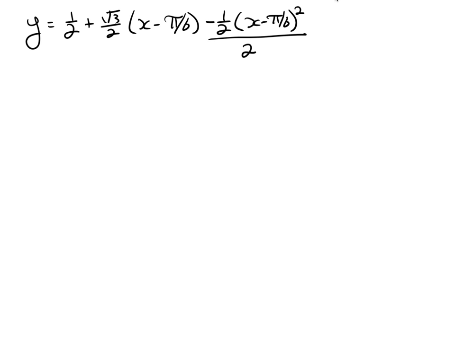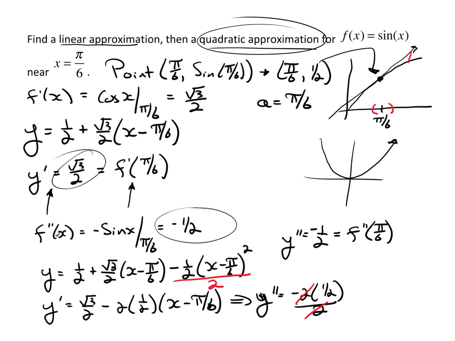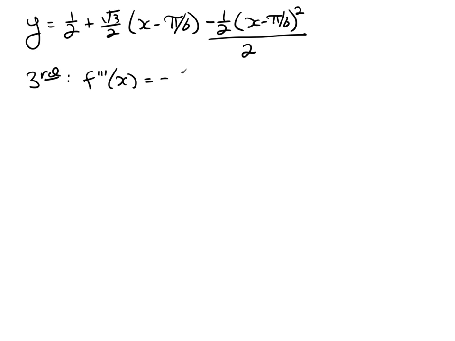So just for the heck of it, let's do one more. Let's do a third order approximation. So what I'm going to need is f triple prime. Now if we go back, f double prime, the second derivative, was negative sine x. So what I need is the derivative of negative sine x, which is going to be negative cosine of x, and I want to evaluate that at pi over 6, and that's going to give me a negative root 3 over 2.